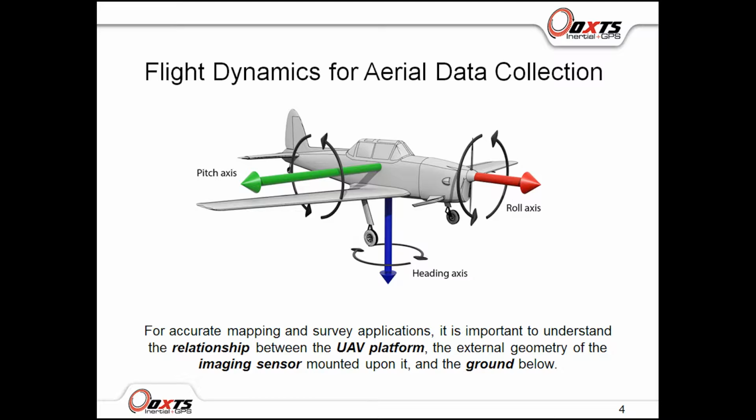This is the first reason why the grade and characteristics of the onboard INS are vital to survey applications, as even the smallest deviation in movement of the aerial platform will affect the relative position on the ground that is being imaged by the mapping sensor.